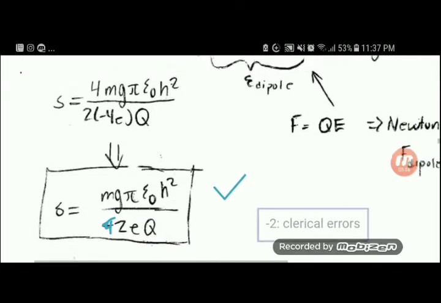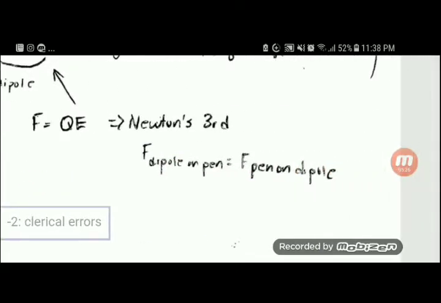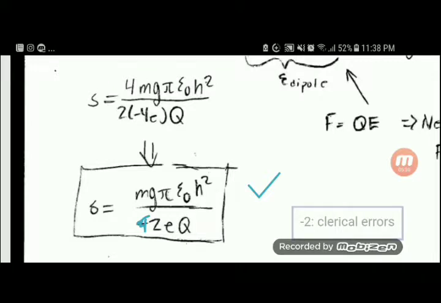Yeah, so this is simplified. Of course, it's going to be mg pi e naught h cubed, and then 2eq. Honestly, I can't read that. I'm not going to lie to you, I can't read that, but you get the gist. Looking at it, you use all the necessary constants.